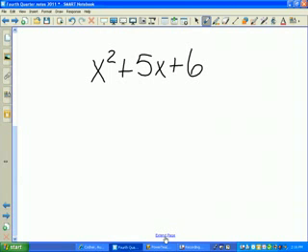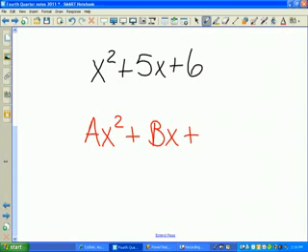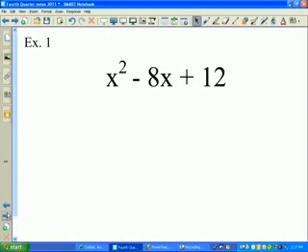If you remember, if I put this in standard form, it means I have ax squared plus bx plus c. That's an equation in standard form, and a, b, and c are representing numbers. So what I'm looking at is when my a, or my leading coefficient, is 1. And we're going to do some solving. The best way for me to do this is to show by examples. So let's actually do an example.